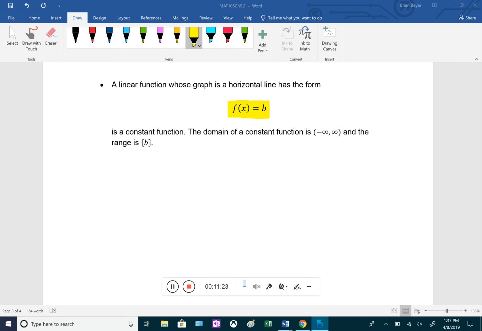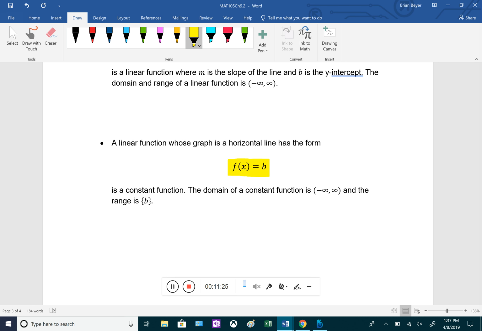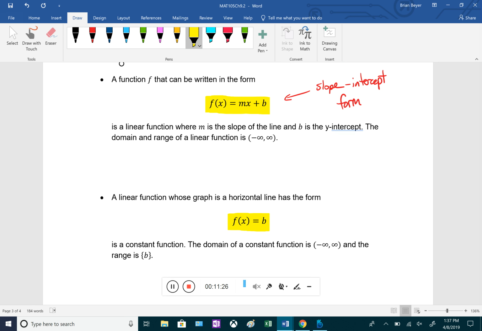Okay, and then something I just added in real quick. Going back up here, the range of a linear function is also going to be negative infinity to positive infinity.